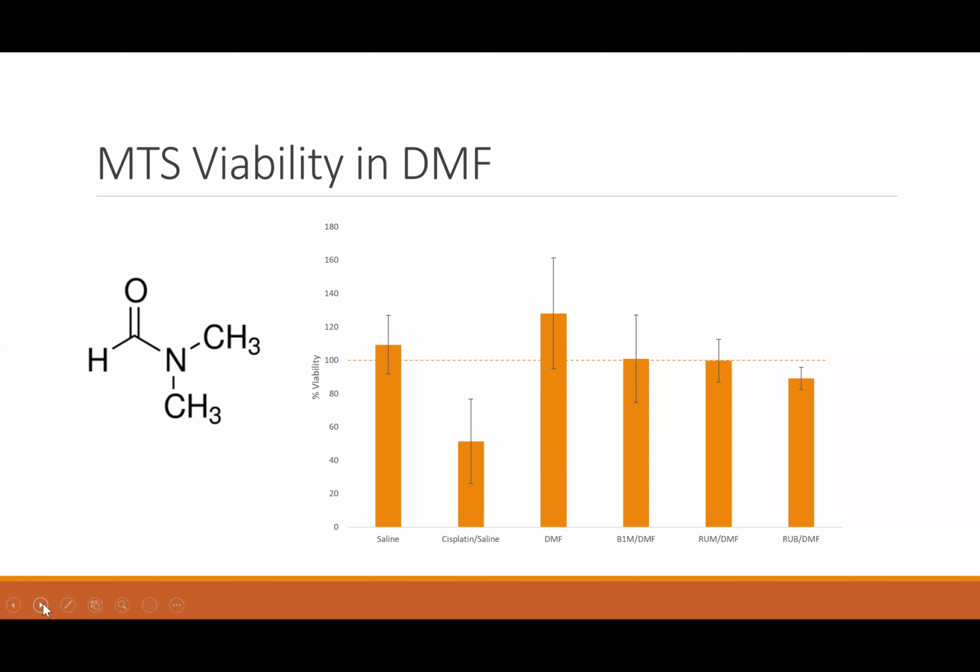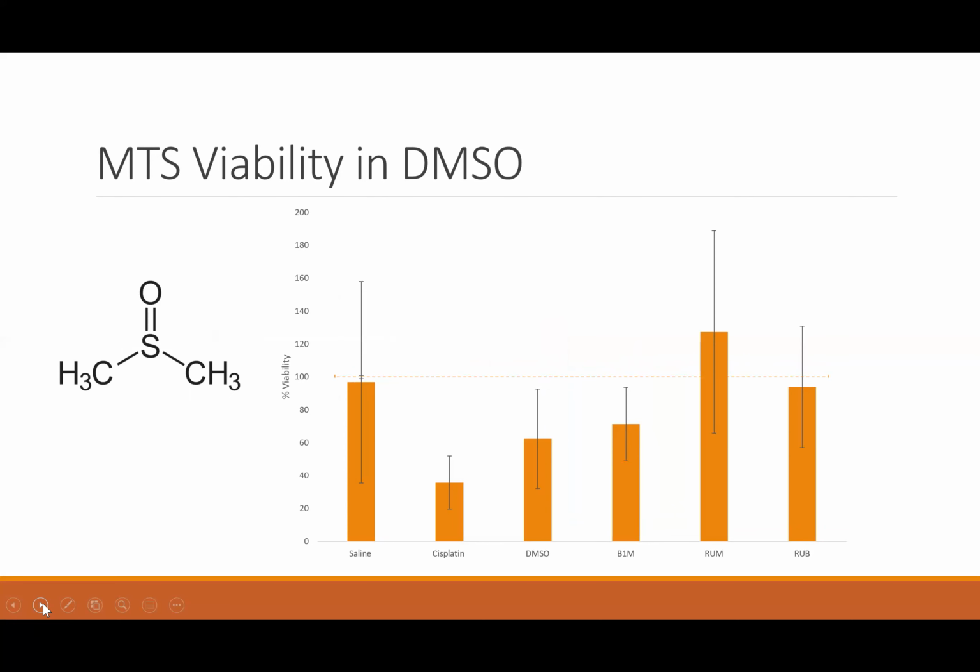There was another issue when we used DMF. I noticed that a lot of the platinum compounds were actually falling out of solution. I could see the crystals on the bottom of the plate. And that means that because it's falling out of solution, it's not in the media, the cells can't actually interact with the compound. So we had to change the solvent again. And so we used DMSO, which was another really common organic solvent.